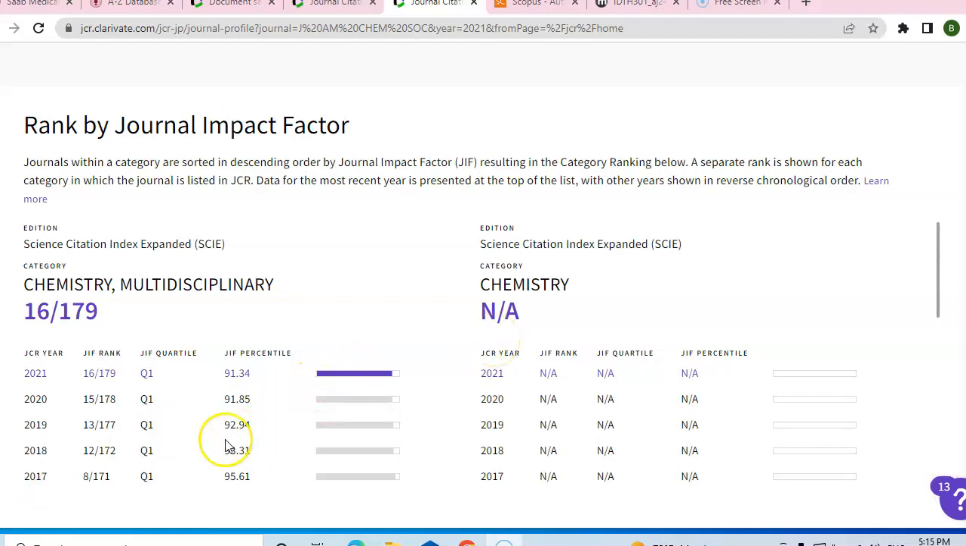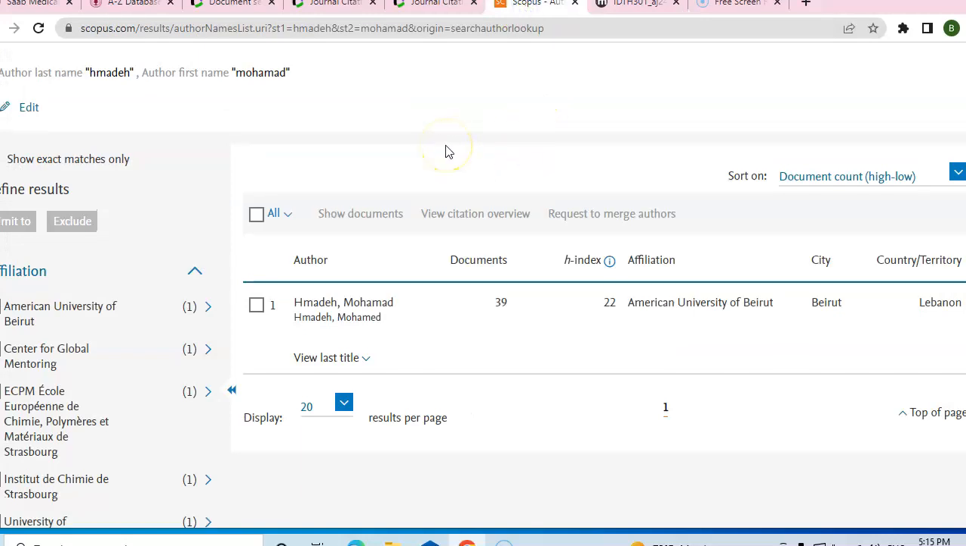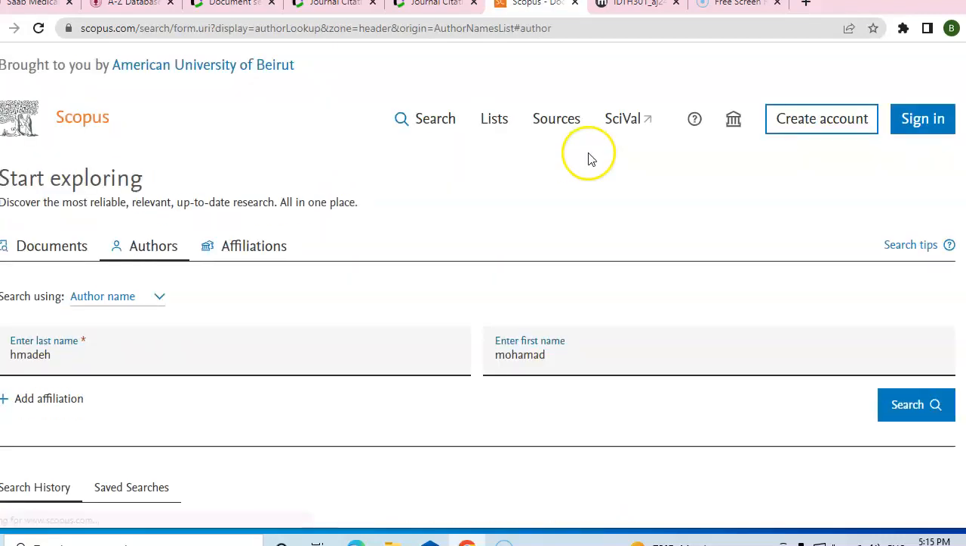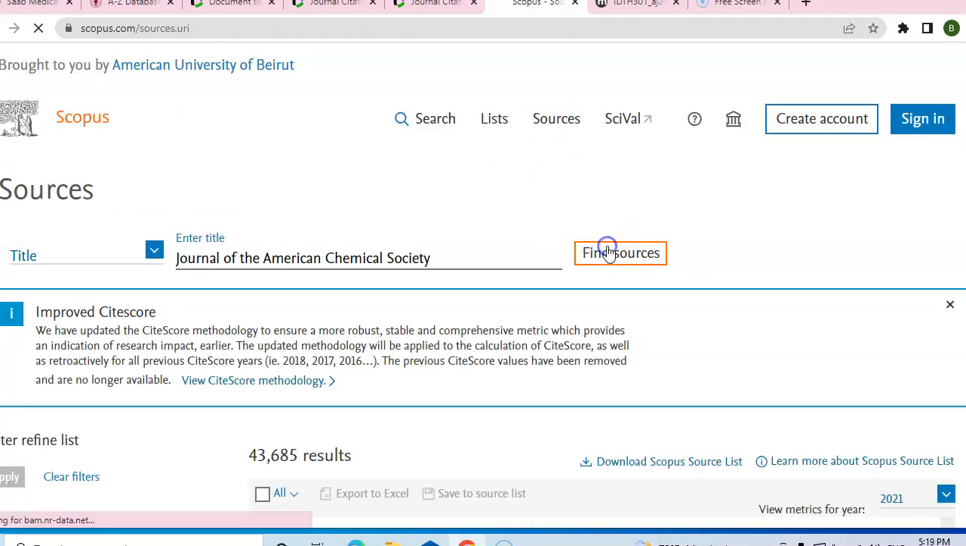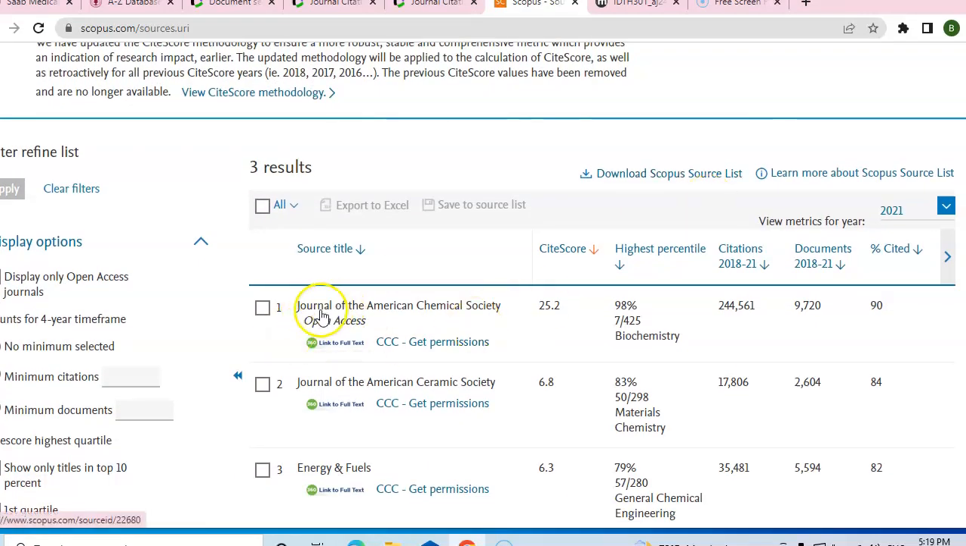Now we're going to go to the second question. Use the same journal to get its site score, quartile, percentile. So we go to Scopus, and we search for sources. Then search. So we got 3 results. So Journal of American Chemical Society, its site score is 25. And the highest percentile is 98%.